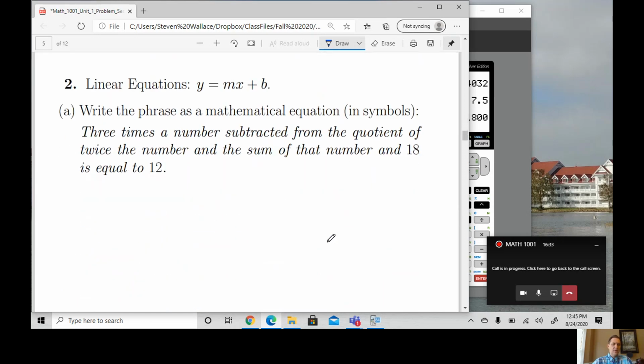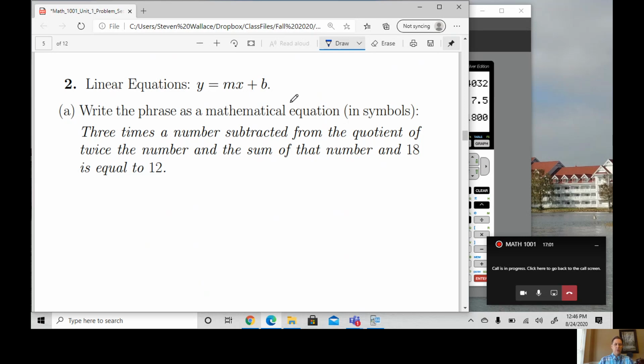All right. Linear equations. Write the phrase mathematical equation in symbols. So we have to read this in English and try to turn it into math. All right, it says 3 times a number, and the number is an unknown number, so we're going to let that be x.